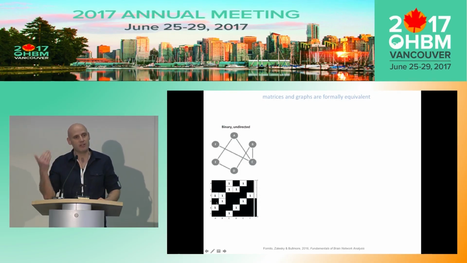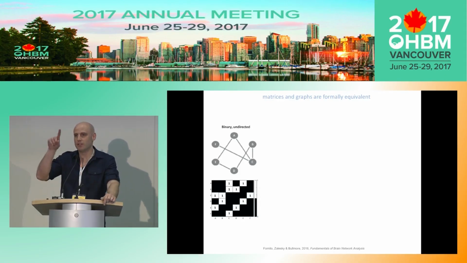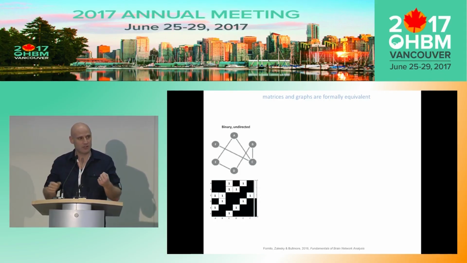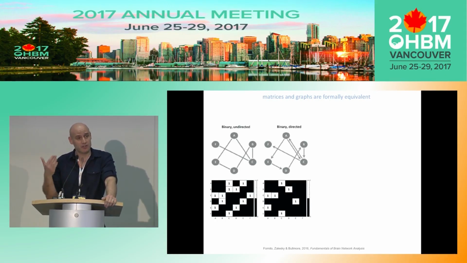This is because the network is undirected, so the upper triangle and the lower triangle are symmetric. They give us the same information. It tells us where the connections are. We're not trying to distinguish the direction that they're running in. If, on the other hand, we have a directed network, so we're looking at the direction of connectivity, the upper and lower triangles of the matrix are asymmetric.